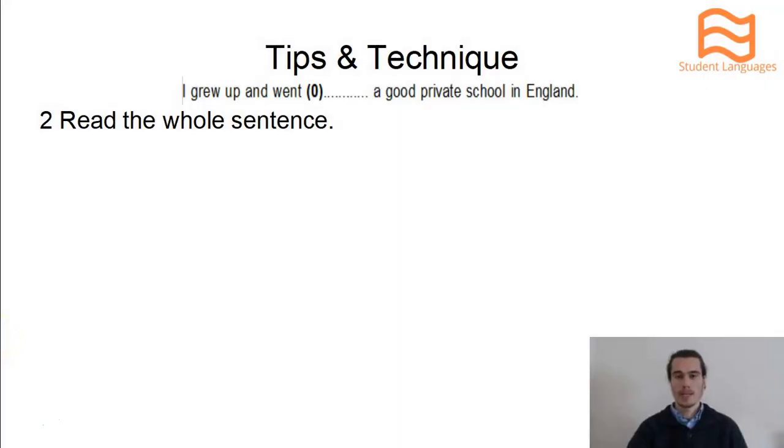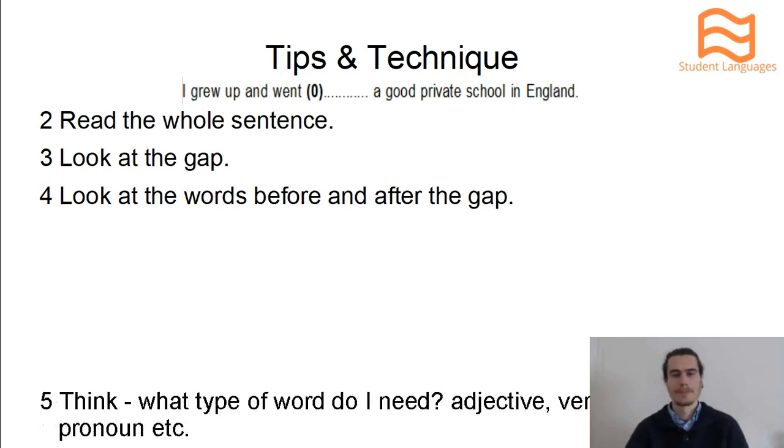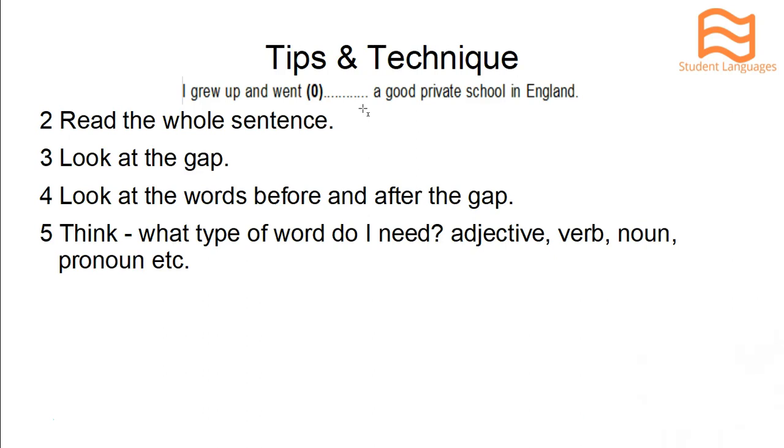So, my next tip is to read the whole sentence, ignoring the gap for now. And then once you've done that, you should look at the gap and then think about the words directly before the gap and directly after the gap. This should help you to decide what type of word you need in the gap. So ask yourself, do I need a noun? Do I need an adjective, a verb, etc.?